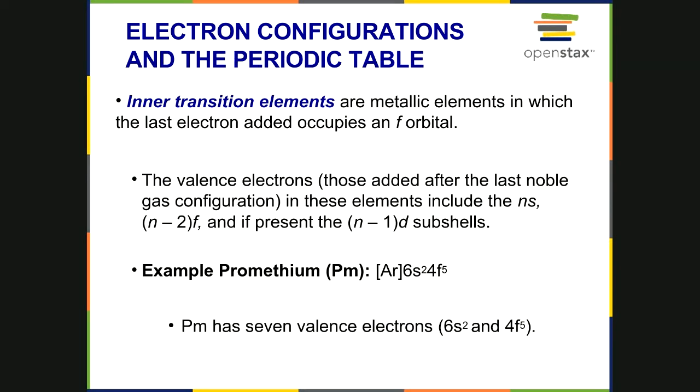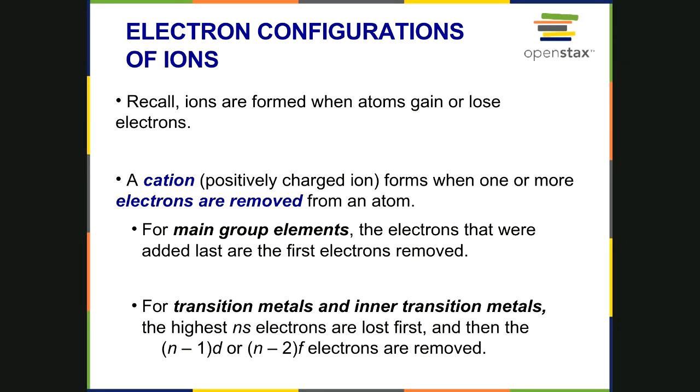Let me get to ions. We talked way back at the end of chapter 2 that ions are formed when atoms gain or lose electrons. A positive ion, a cation, is going to form when one or more electrons are removed from an atom. And for these elements, it's always going to be the highest or last added electrons that are first removed.